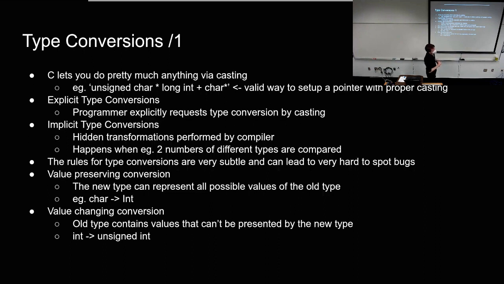The rules of type conversions can be very subtle and can lead to hard to spot bugs. There are 2 main types here listed. Value preserving conversions: if it goes from a smaller type to a larger type, for example, from a character to an integer, the integer has enough bytes to represent anything a character could represent, so nothing is lost there. Or value changing conversions, for example, from an integer to an unsigned integer, where a negative value can suddenly become a very large unsigned value, so it's value changing.